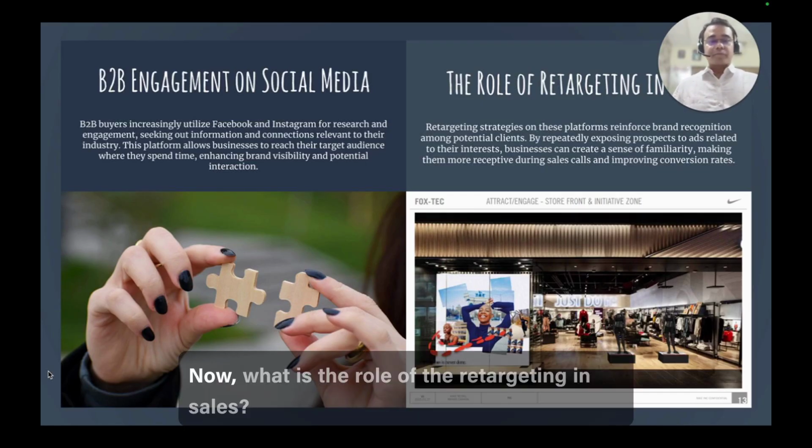Now, what is the role of retargeting in sales?